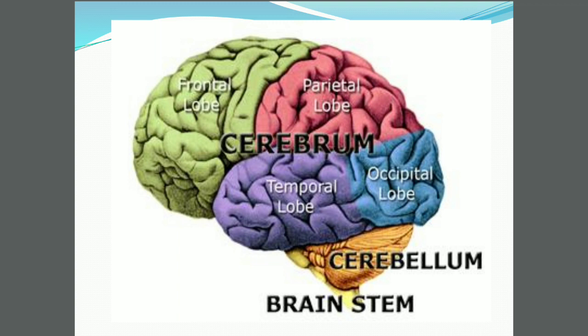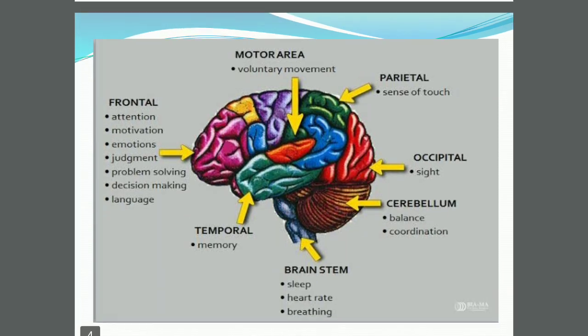And the functions of these parts of the brain: the brainstem is responsible for sleep, heart rate, breathing, and the cerebellum is mainly responsible for balance and coordination. In the cerebrum, the temporal lobe is mainly for memory, frontal for attention, motivation, emotional judgment, problem solving, decision making, and language, and the motor area for voluntary movement, parietal lobe for sense of touch, occipital for sight or vision.